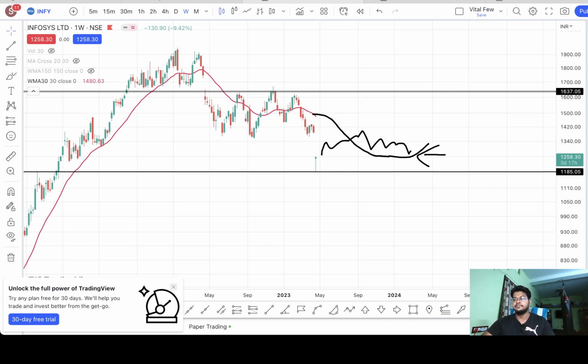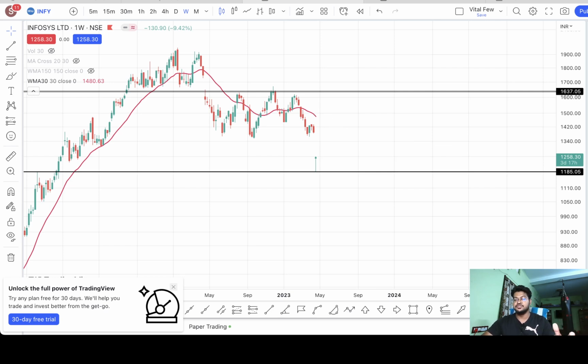So you can keep in mind 1250 to 1300. This entire level should be in your mind as the target level for entry. But until we get confirmation and we see such price action, we cannot make a move. This will not be a smart move.